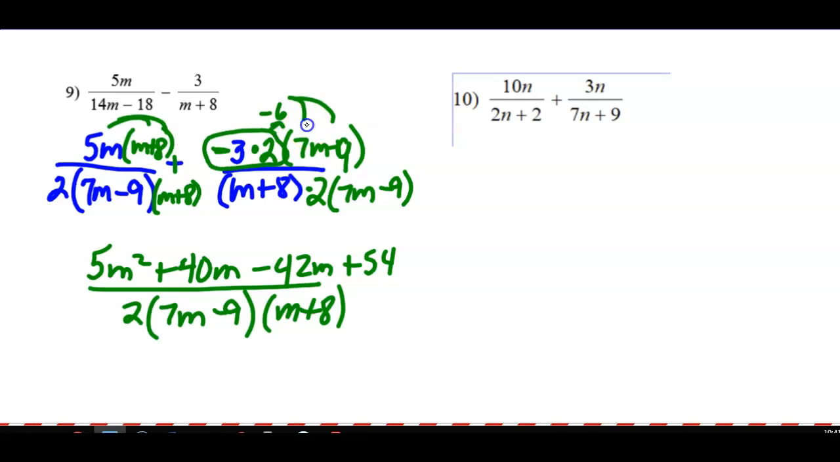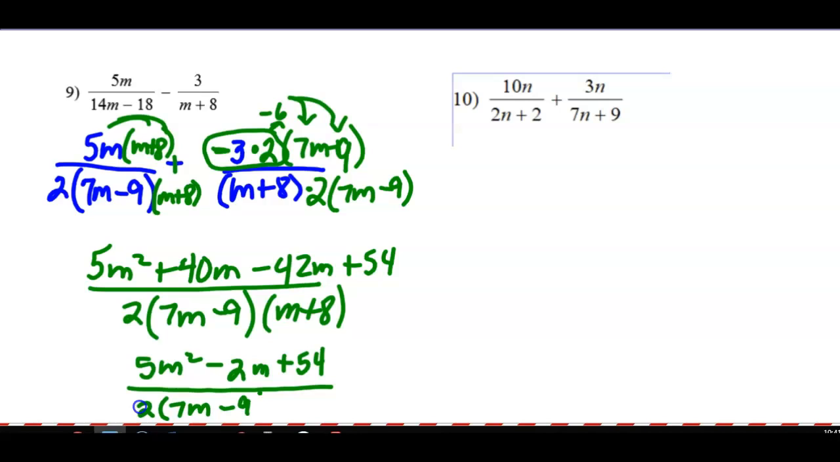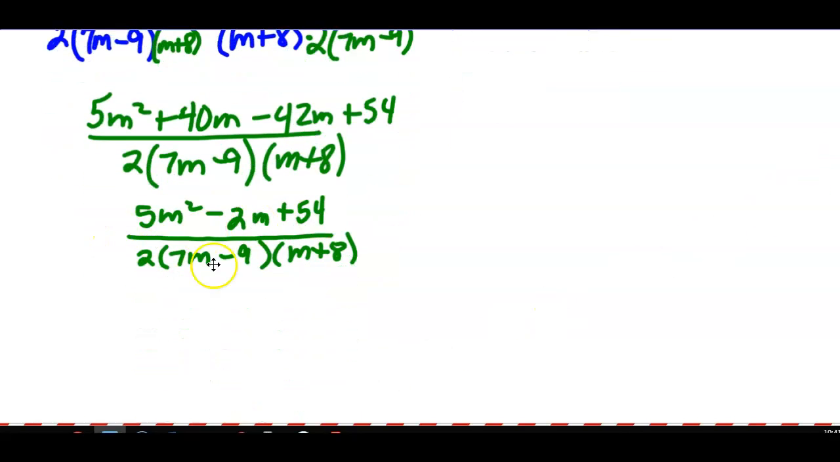And then I'm distributing it to both of those terms. All right, so the numerator now has a 5m squared minus 2m plus 54. Yikes. That looks like it could be nasty to try to factor. The denominator stays the same. The only thing that would help us, honestly, is if there was a 7m minus 9 up top.